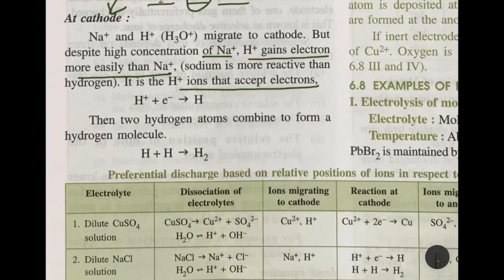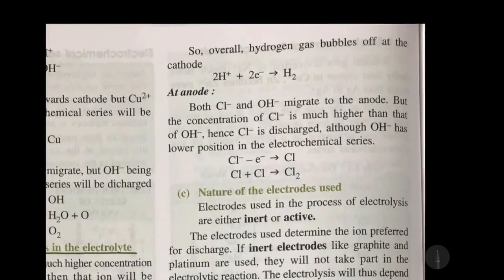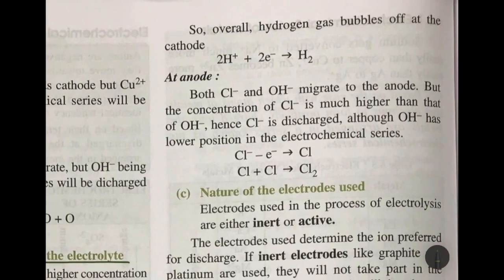So hydrogen will gain one electron and turn into one atom of hydrogen, and two atoms of hydrogen will come together to form hydrogen gas. So overall, what will you see? Hydrogen gas will bubble off; you will see effervescence at the cathode due to the formation of hydrogen gas.